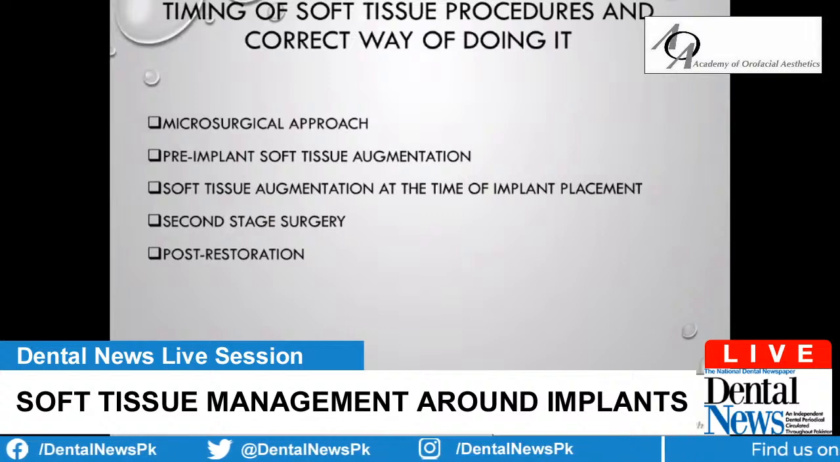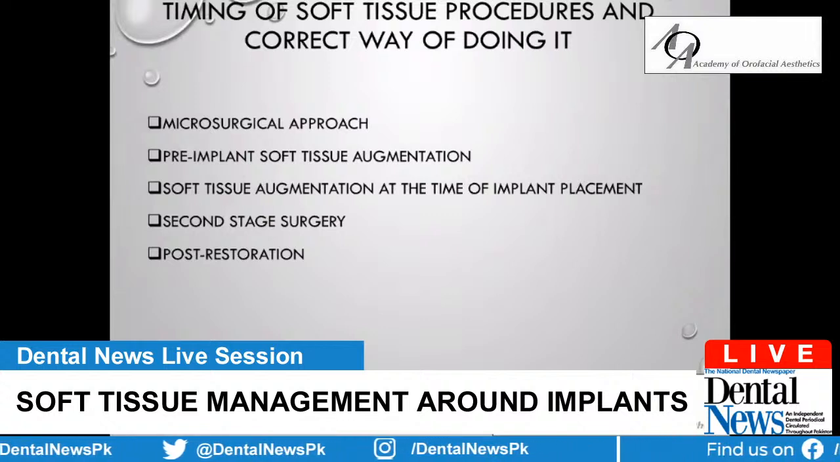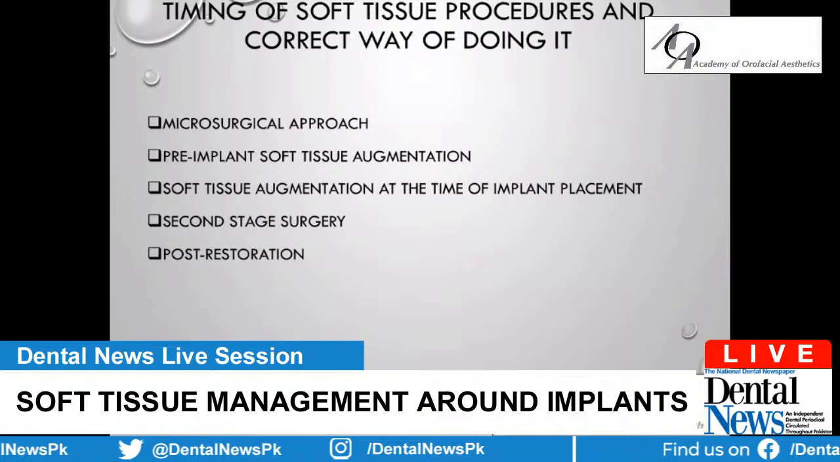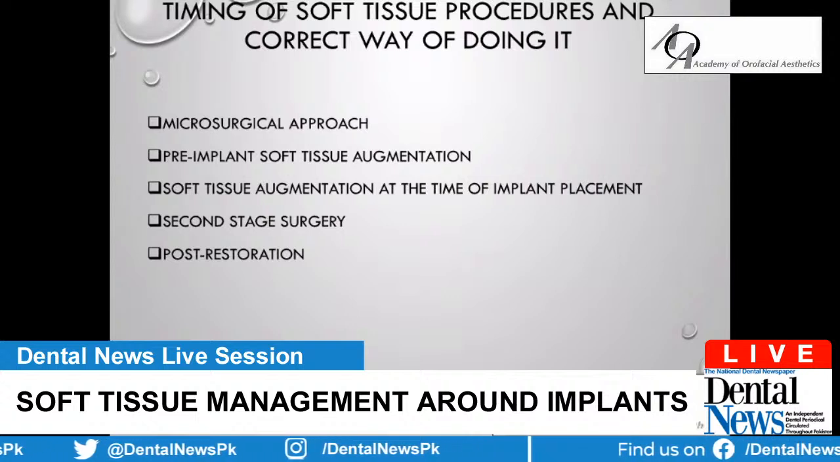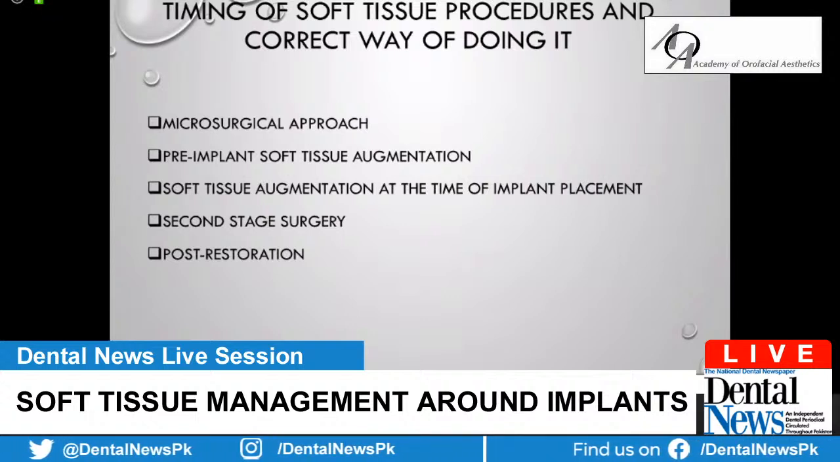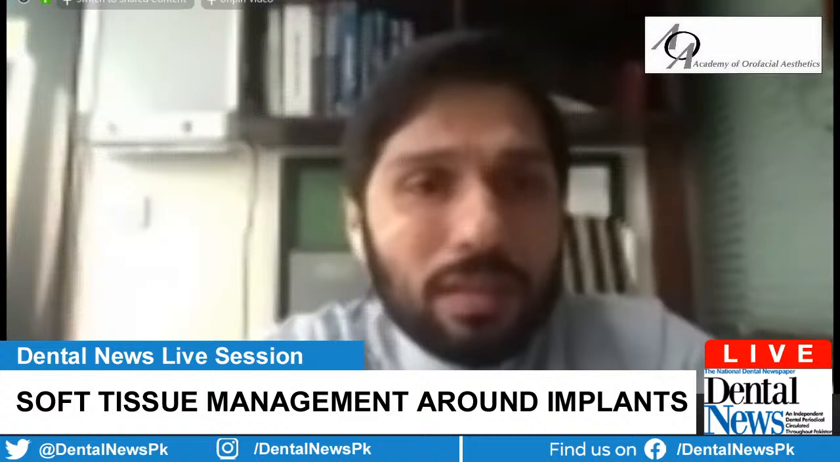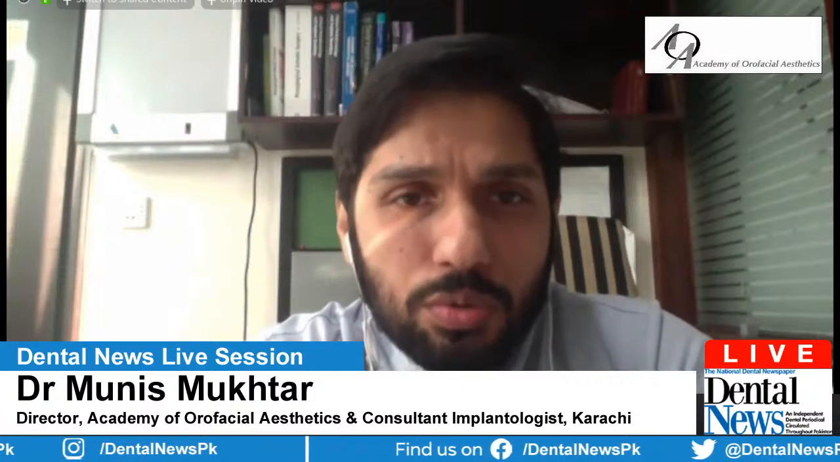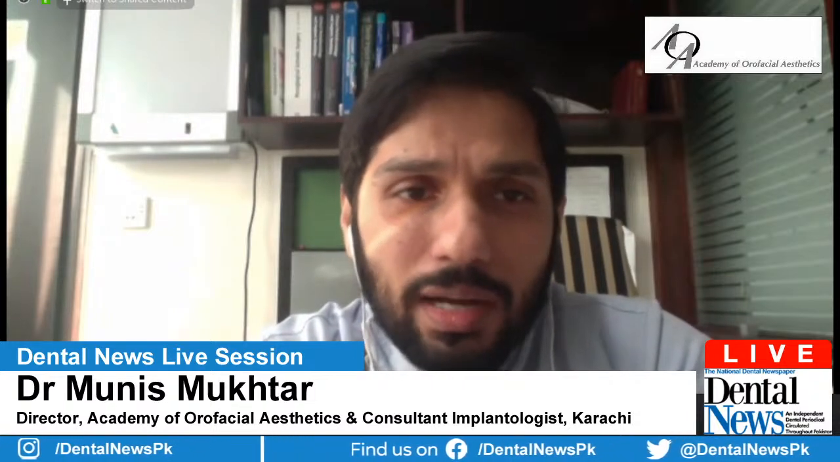Timing of soft tissue procedure and the correct way of doing it. The best and utmost approach is the microsurgical approach. Because if you don't go through a microsurgical approach, you won't get the desired result, because there is a lot of scarring. You actually lose a lot of tissue while manipulating it if you don't handle it delicately.